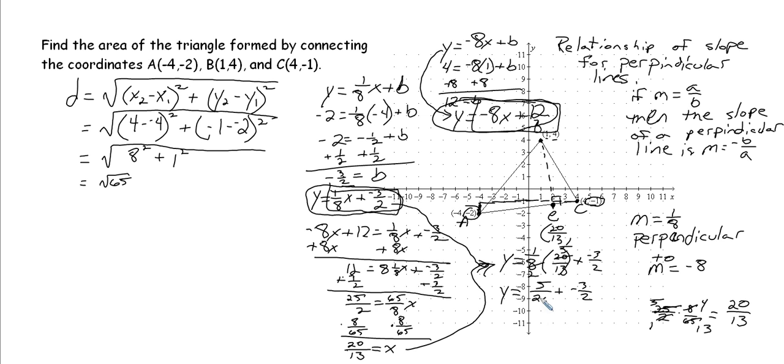Getting a common denominator here, I would have to multiply the numerator and denominator on this one by 13, because 2 times 13 would give me 26. So we have 5/26 plus negative 39/26. And 5 plus negative 39 is negative 34/26. The numerator and denominator are divisible by 2, so that becomes negative 17/13. So our y-coordinate is negative 17/13.